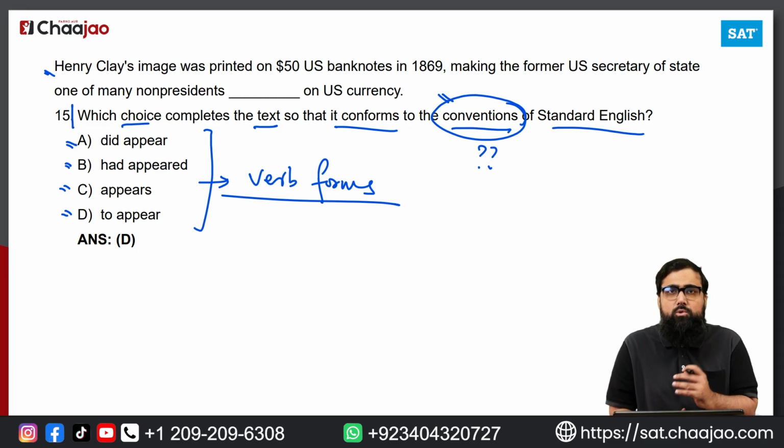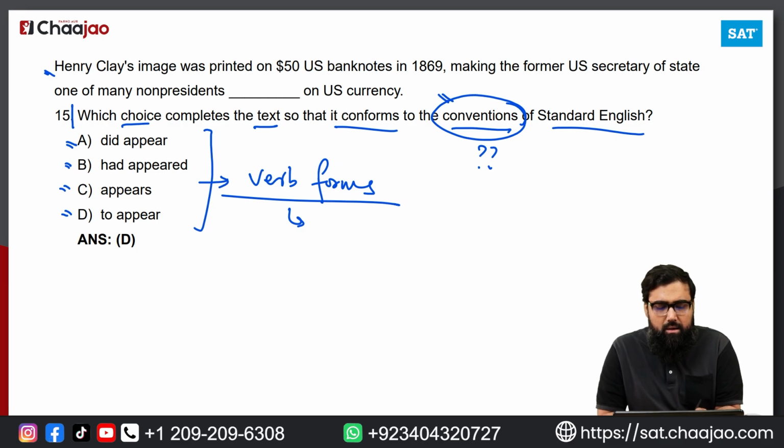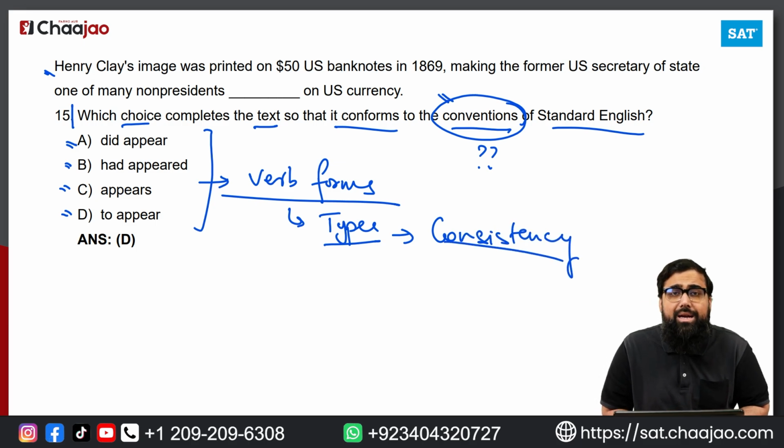Now, one of the major ways in which we can do that is to look at the type of verbs that are already there in the passage, right? So it has to be consistency. It has to be consistency.